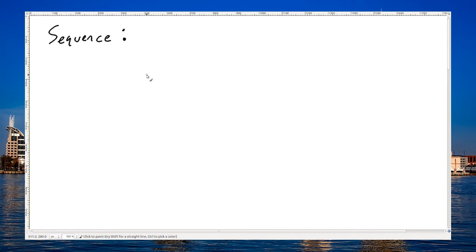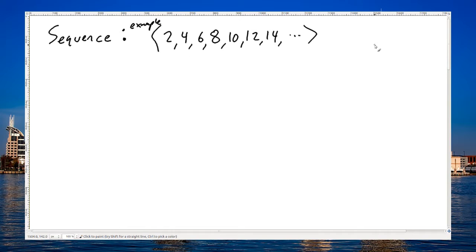A sequence is an infinitely long list of real numbers. So here's a common example of a sequence. I could write all the even numbers. Eventually I get bored of this though, so I'll just put dot dot dot to represent the rest of them. This is the sequence of even positive integers in order from lesser to greater. And we're going to find lots of different applications for sequences in calculus.